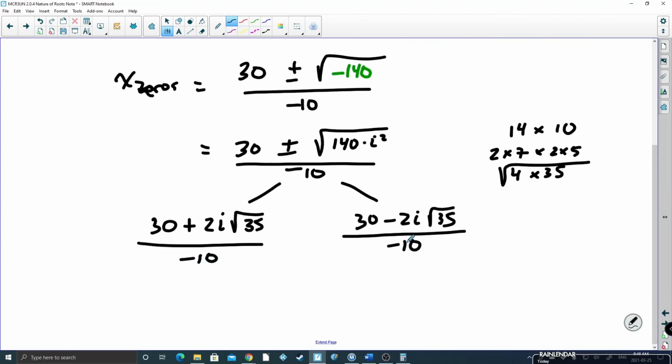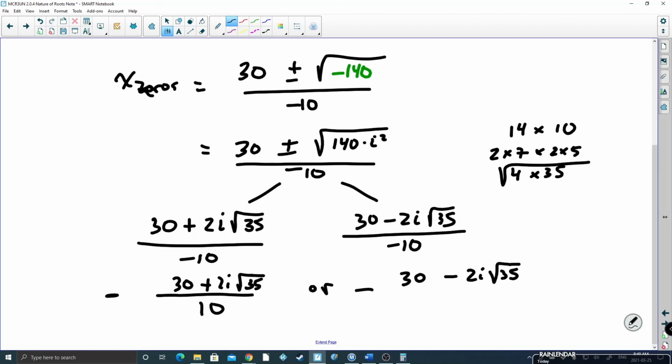Now you should never leave a negative in the denominator of a fraction, and there's two things here. We could put it in front of the entire fraction, or we could join it to the numerator at the top. I'm just going to move it in front of the entire fraction here. Otherwise it would be negative 30 minus 2i root 35 over 10. And those are our two complex roots.